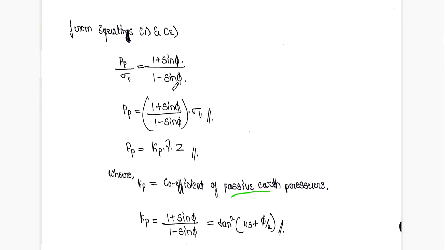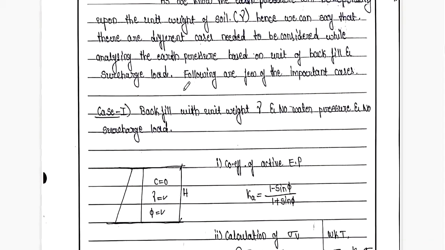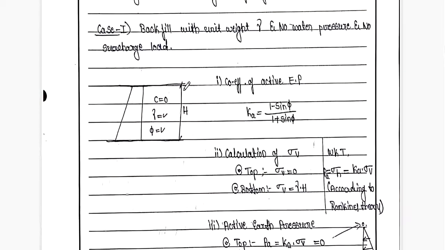Further, by using this Ka and Kp, we are going to analyze the active and passive earth pressures. After this I am going to demonstrate a few cases of how to calculate the earth pressure in various cases. After that we are going to move to the problems.